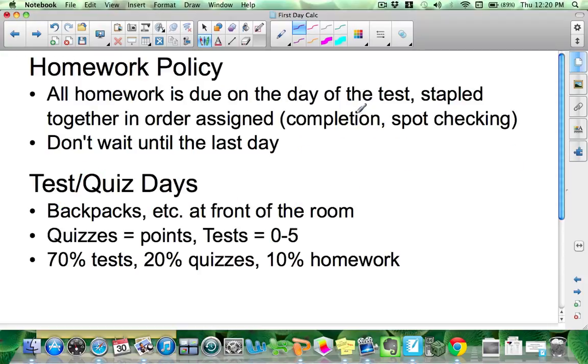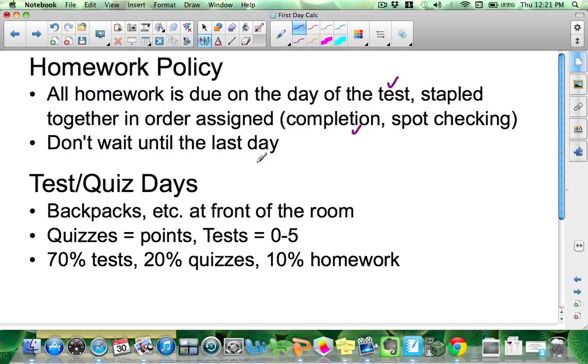I want to briefly talk about my homework policy. Those of you who've had me before for AP Stats, it's the same. All of your homework for a chapter is due on the day of the test. Okay, so I do not check homework daily. I go over it daily, but I do not check it daily. You're going to turn it all in on the day of the test, stapled together in the order that it's assigned. I need it labeled. This is homework assignment number 1. Here are the problems. This is homework assignment 2. Here are the problems. For the most part, I grade it based on completion, but I do occasionally spot check certain problems. Do not wait until the last day to do your homework. It's a terrible idea.